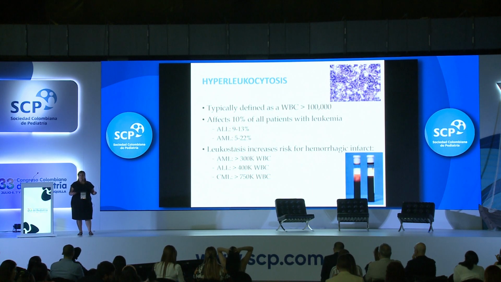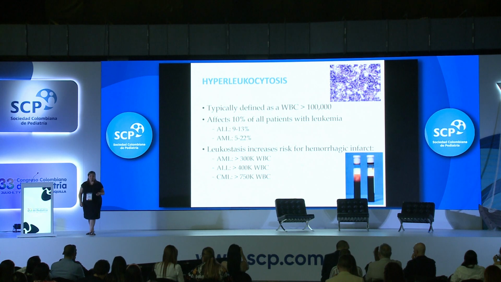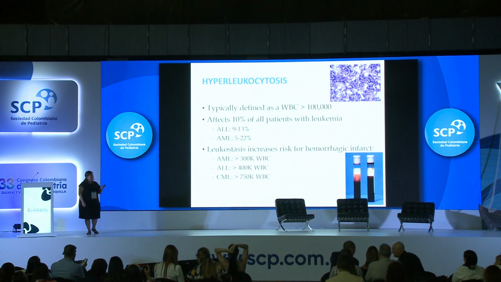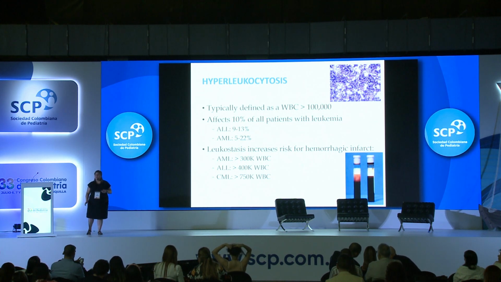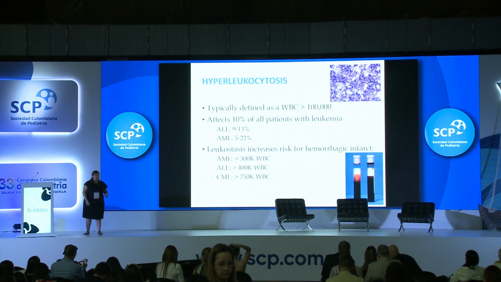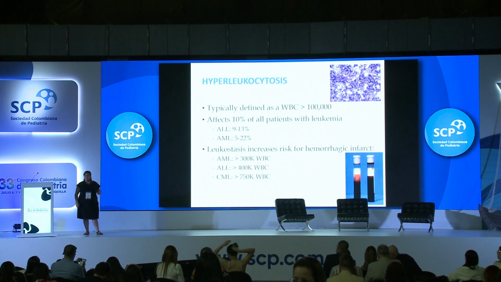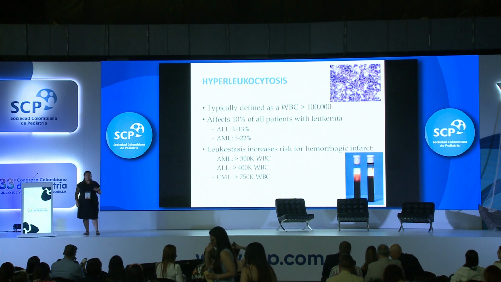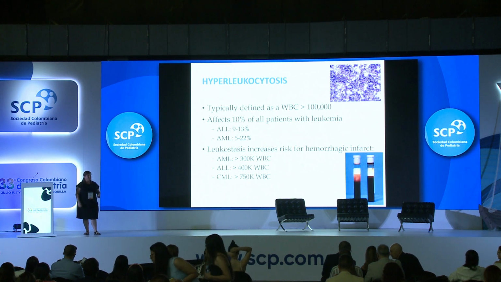And so this is a child that's presenting with a classic oncologic emergency called hyperleukocytosis. This is defined as a white blood cell count of 100,000 cells or more. It affects approximately 10% of patients with leukemia, a little bit more in acute myeloid leukemia than in acute lymphoblastic leukemia. And what happens with hyperleukocytosis is that it causes leukostasis, which then increases the risk for hemorrhagic infarct.